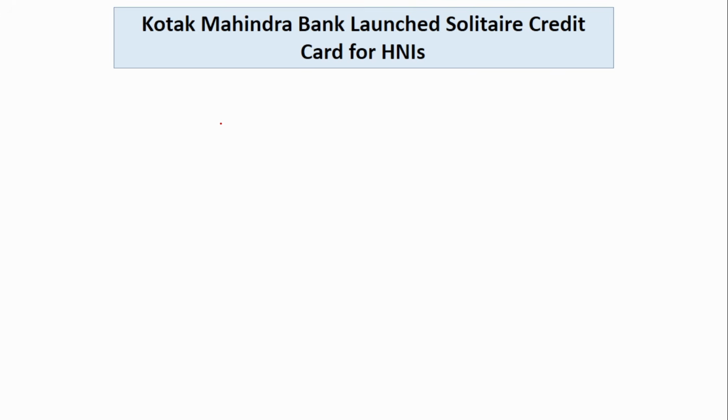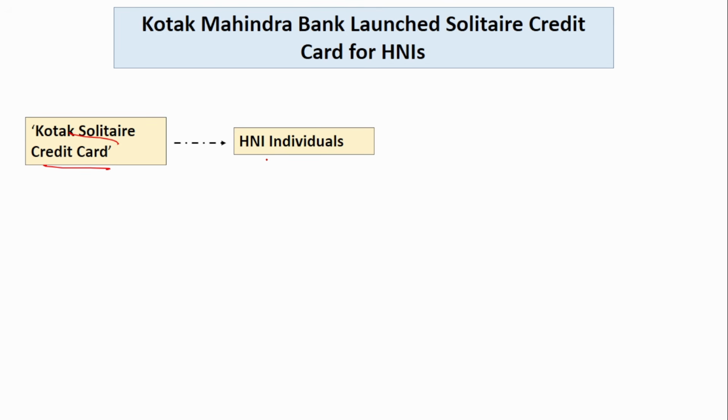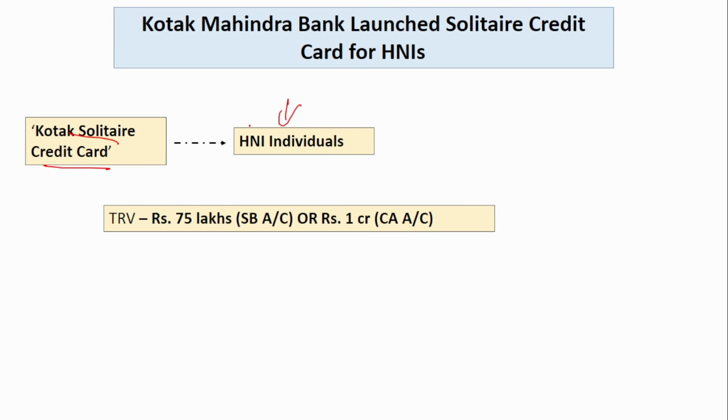Next is about a card that has been launched by the Kotak Mahindra Bank. The card is called the Kotak Solitaire Credit Card. Kotak Solitaire Credit Card has been launched exclusively for high net worth individuals. So, eligibility criteria. Who can avail this card? They have to have a minimum total relationship value of 75 lakhs in case they hold a savings bank account, and in case they hold a current account, the minimum value should be 1 crore. Okay, 75 lakhs for savings bank account and 1 crore for the current account.